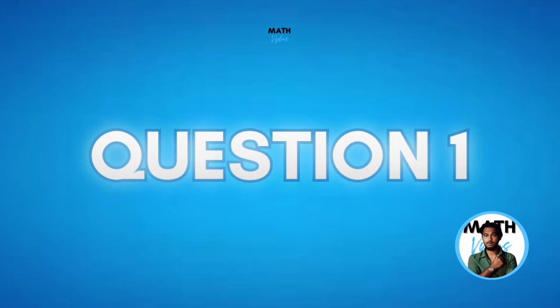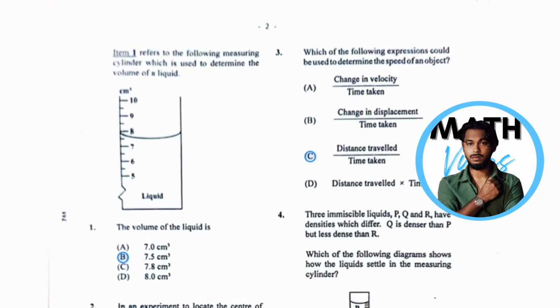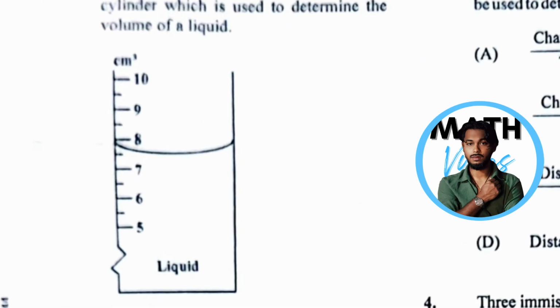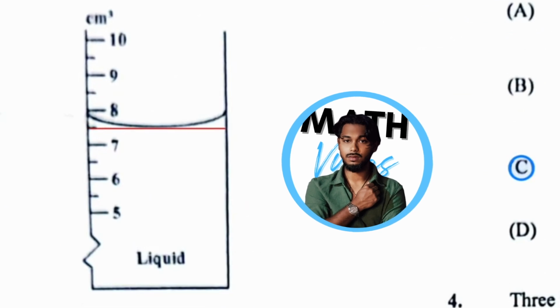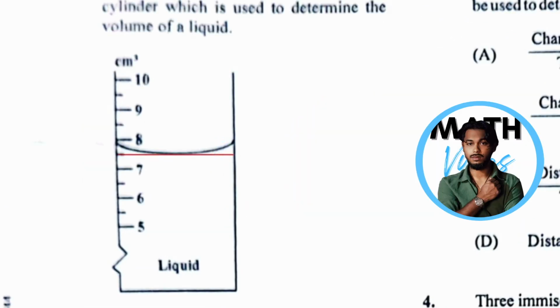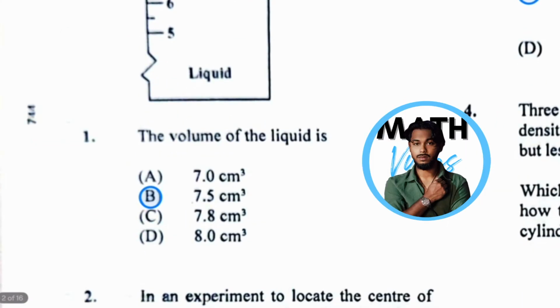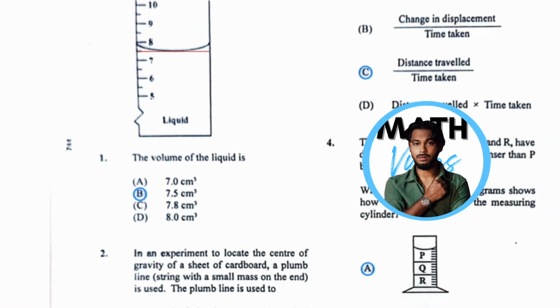Question 1. We have to figure out the volume of a liquid. Anytime you want to figure out the volume of a liquid, you're going to take your reading at the base of the meniscus. So the base of the meniscus would be right here. Notice my reading is in between 7 and 8, so this is going to be 7.5 because it's in the middle. So my first answer is 1B, 7.5 centimeters cubed.